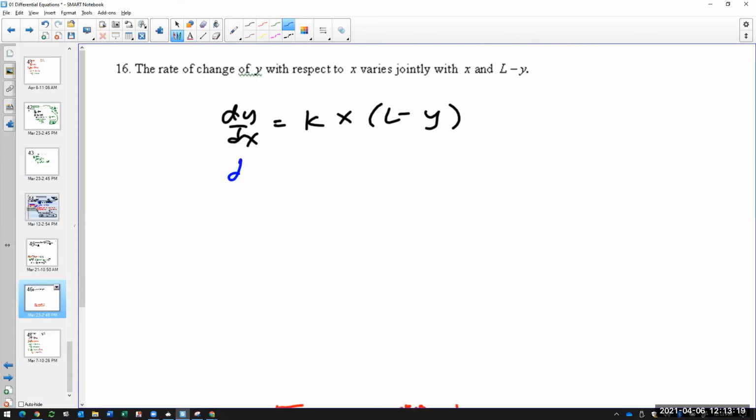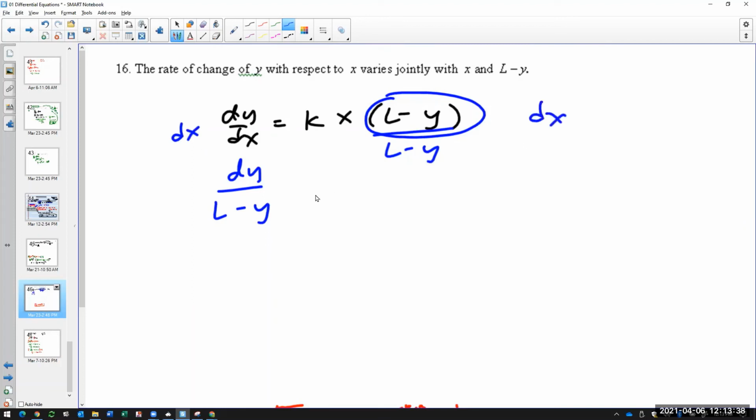So this would be dy over, okay. Do you see that this has a y in it right here? And I know the L is there, but it's just a constant. Just think of it like 30 or something, okay? You would still divide both sides by L minus 1. So I'm going to divide both sides by L minus 1. I'm going to multiply both sides by dx so that I can get the dx on the right. So what I get is dy over L minus y is equal to k times x dx. Did you guys get that?